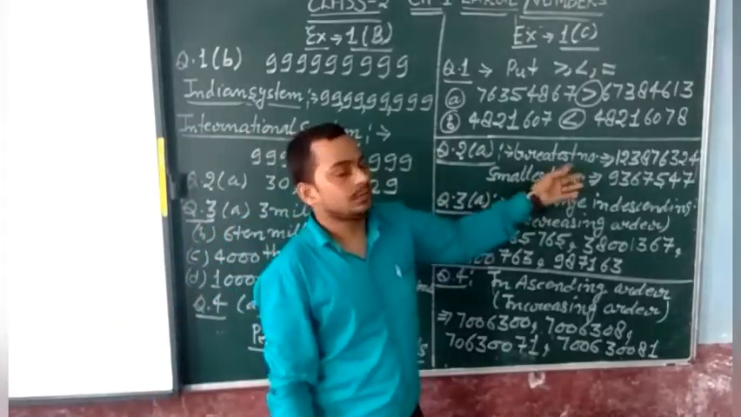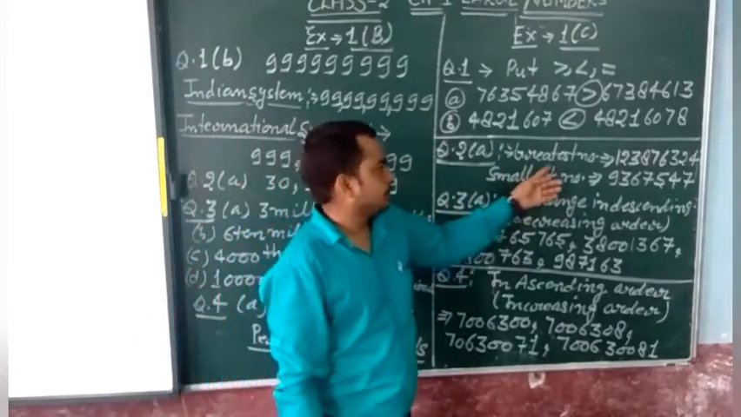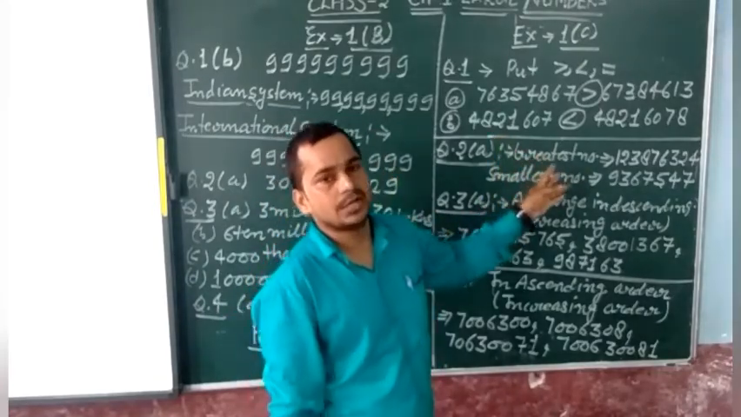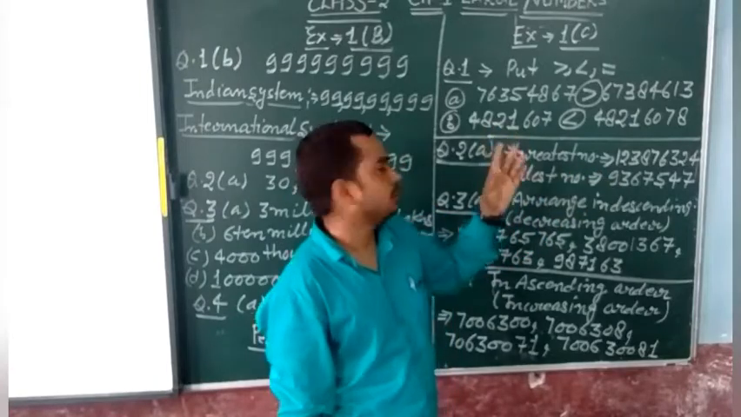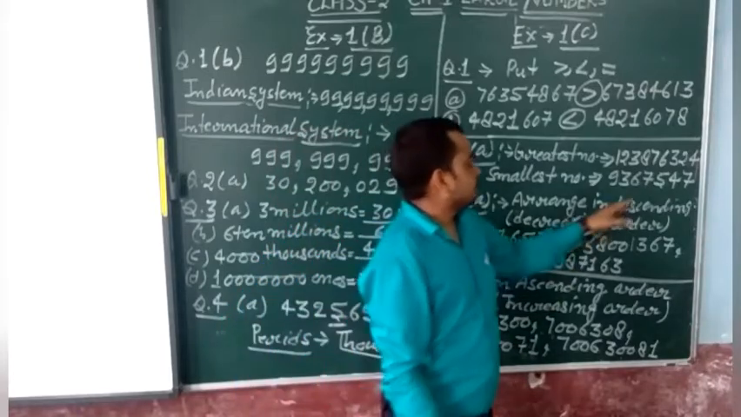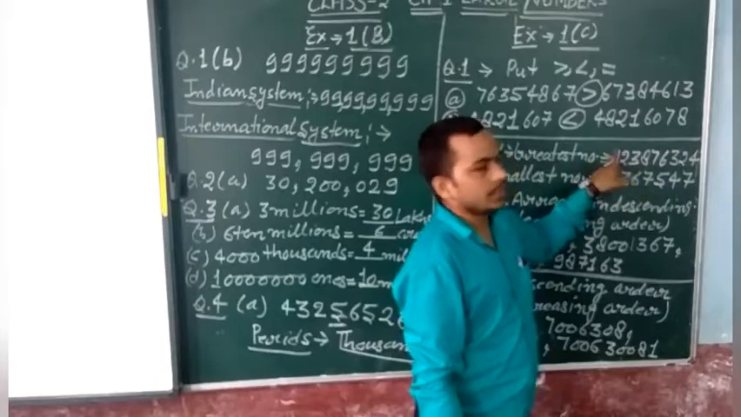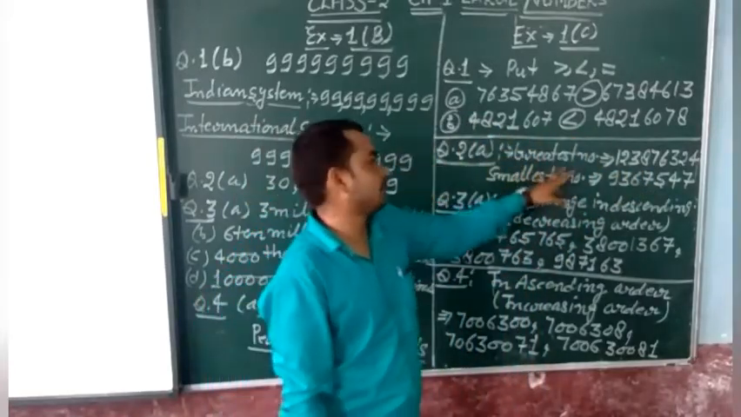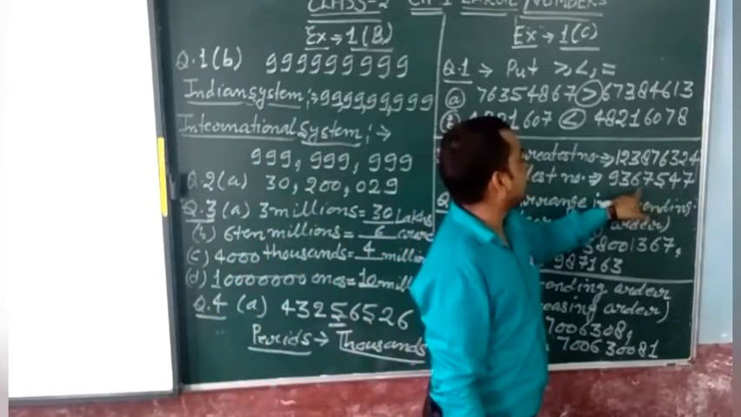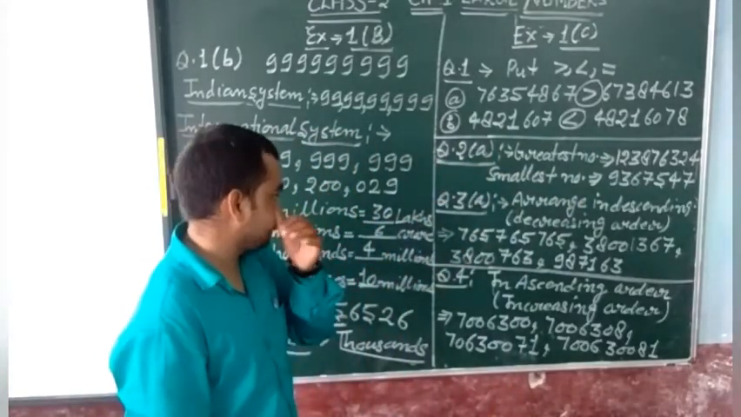Find out the greatest number and smallest number from the given numbers. So first you count the number of digits in every number. The number having more digits is greater, and the one with fewer digits is smaller. So this number has more digits: 1, 2, 3, 4, 5, 6, 7, 8, 9. 9 digits. So that is the greatest number, and the smallest: 1, 2, 3, 4, 5, 6, 7. That is 7 digits. That is the smallest number.